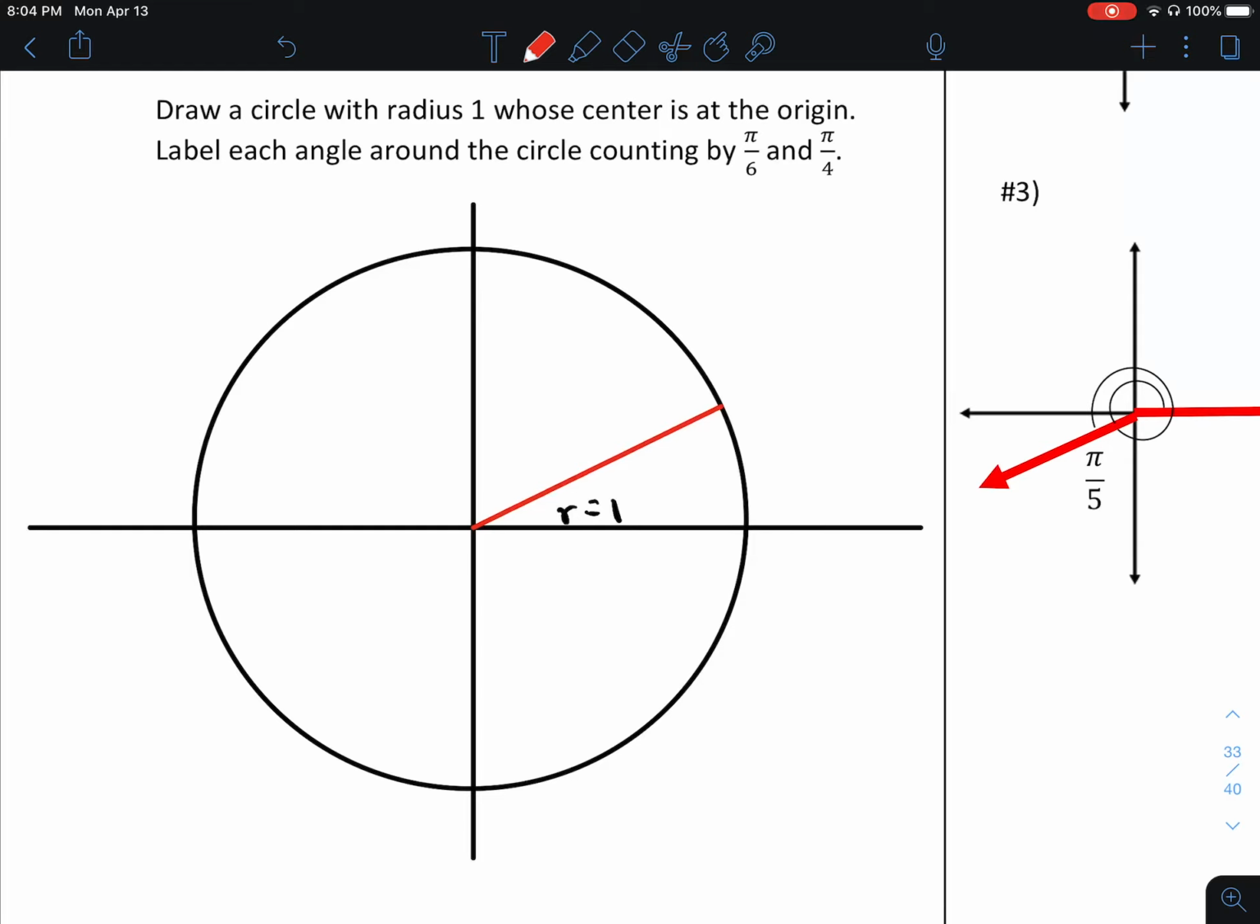So I'm going to divide each quadrant into 3 equal sections because pi over 6 is the same as 30 degrees. 30 plus 30 plus 30 is 90. Each quadrant is made up of 90 degrees.